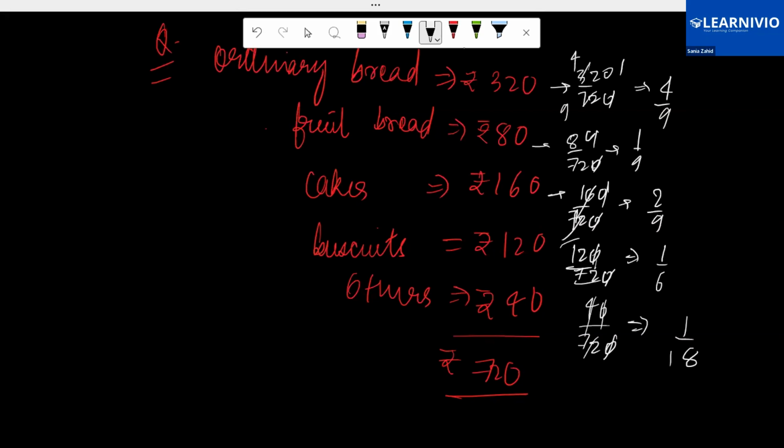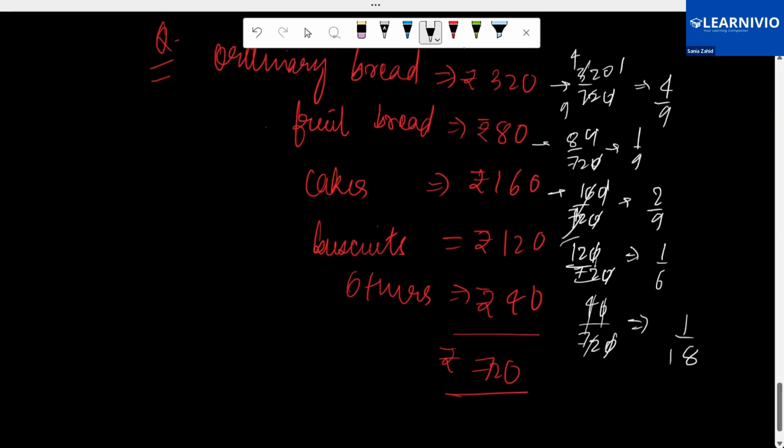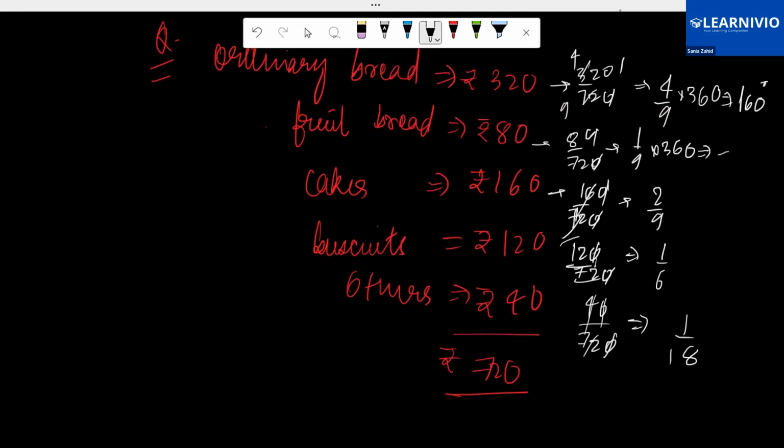Now you calculate the angles. So how do you calculate the angle? We multiply them by 360. You multiply with 360. Yeah. So what are the answers that you're getting? For the first one, 160 degrees. For the second one, 40 degrees. Third one, 80 degrees. Fourth one, 60 degrees. And 20 degrees. Yeah, 20 degrees. Good. Correct. Now you just have to plot the points.